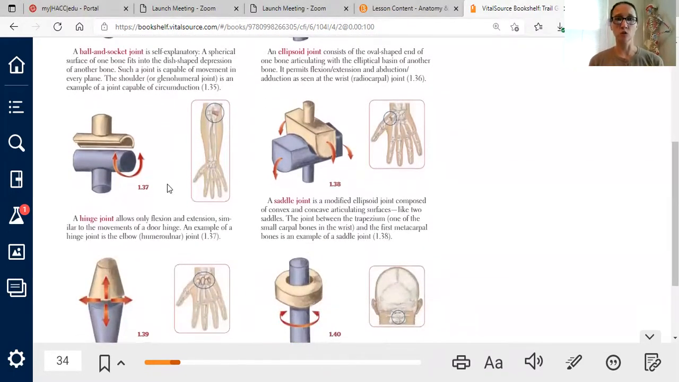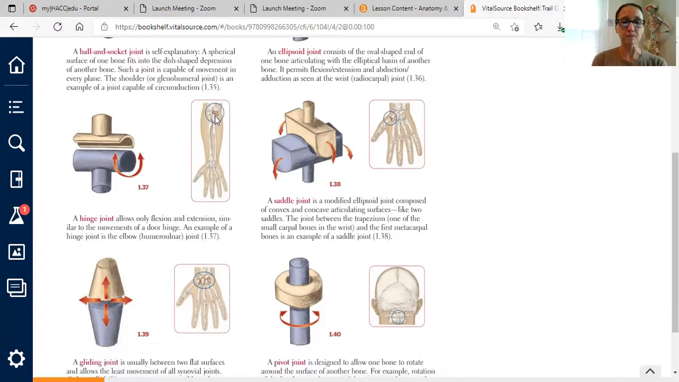Next, we have a hinge joint, and this is pretty self-explanatory as well. It's like a hinge on a door, okay? Hinge joints allow only flexion and extension. So they open, they close, they open, they close like a door, right? A good example of this is the elbow. You can see that right here, and that is the humero-ulnar joint. Okay, this is the humerus bone. This bone right here is the ulna. It's the humero-ulnar joint, and it's just a hinge. The knee is another good example of that, and that's the tibiofemoral joint.